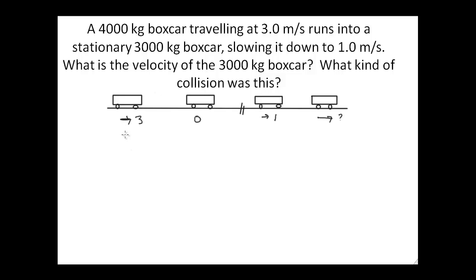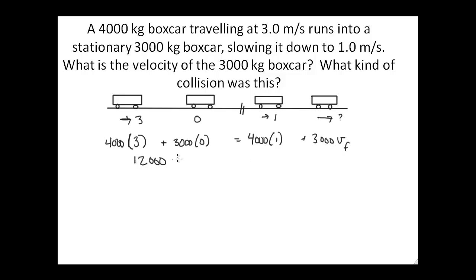So since it's a conservation of momentum problem, it's just a matter of setting up the initial momentums of both cars before the collision and set that equal to the final momentums of both cars after the collision. So this will be 4,000 times 3, and we're going to do positive 3 because we'll take to the right to be positive velocity, plus 3,000 times 0, and then that has to be equal to 4,000 times 1 plus 3,000 times the final velocity.